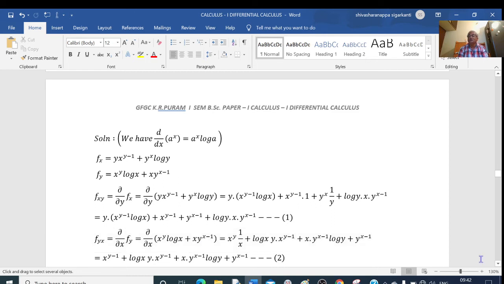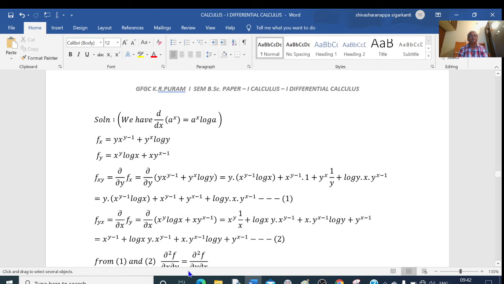Okay, so this is equal to x to the power of y minus 1 plus second term as it is log x into y into x to the power of y minus 1 plus x into y to the power of x minus 1 log y plus y to the power of x minus 1. I will take this as 2.